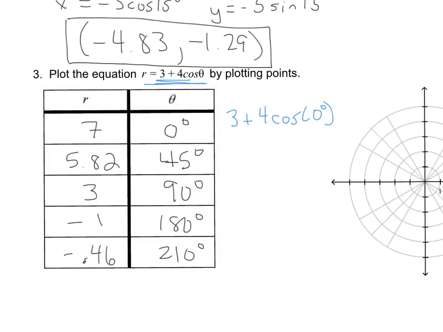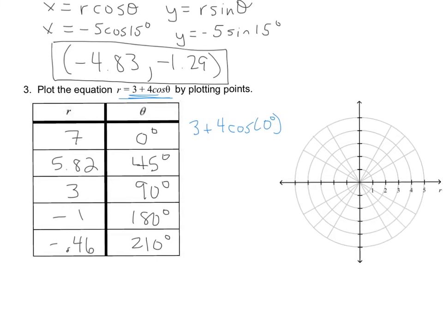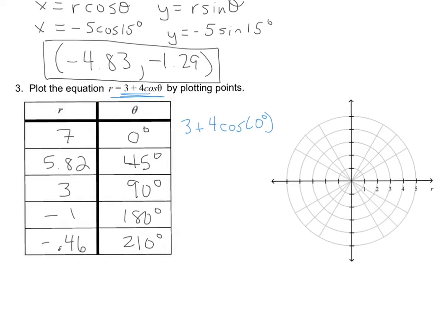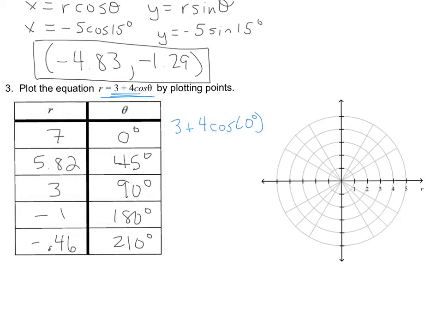So now that I have these points, I can plot them over here on my polar graph. Remember, we'll go to the angle first. The first one says 0 degrees, which is along the positive x-axis, and we're going to go out 7 units. Now this only goes out to 5, so 7 will be way out here. Put a point there.